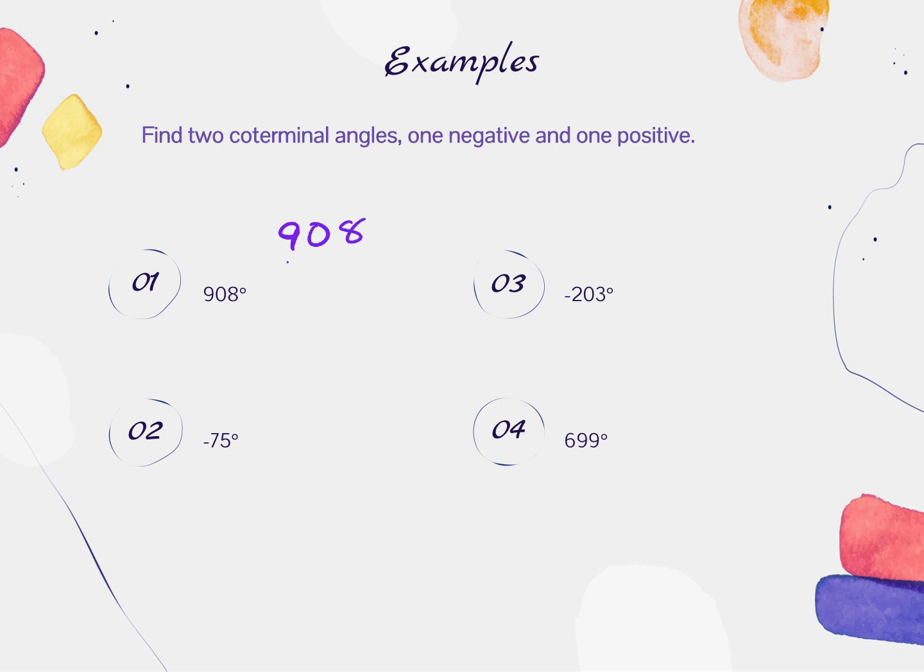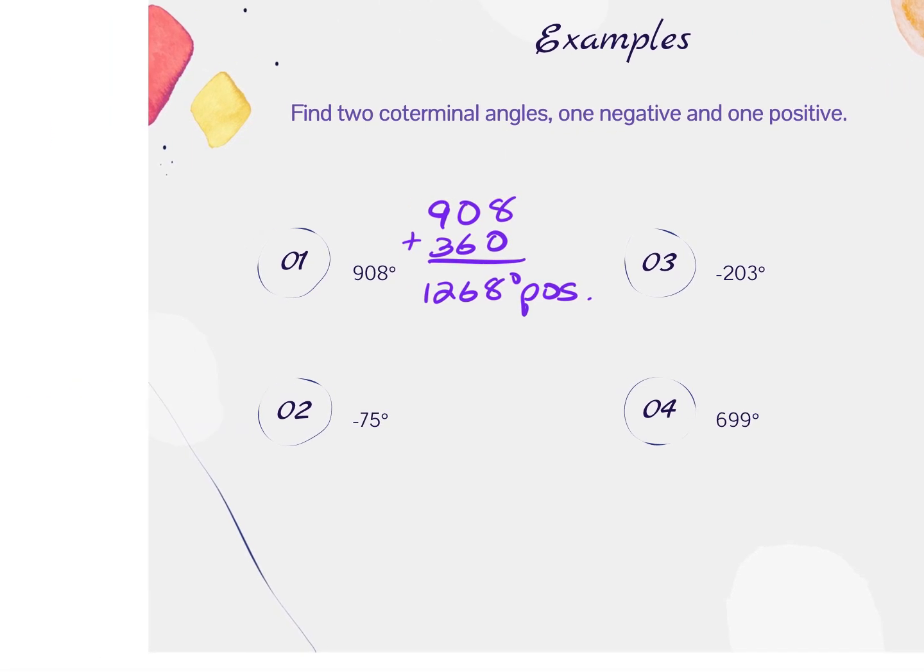If I wanted a positive one, I could just add 360 and I get 1268. This is a positive coterminal angle. And we could keep adding if we want, because again, it's an infinite number. However, to get the negative coterminals, I need to subtract 360.